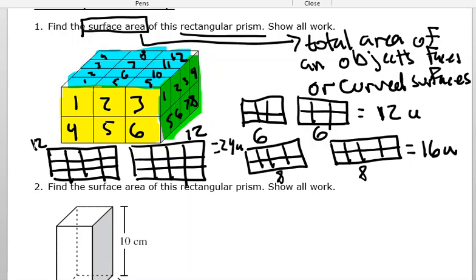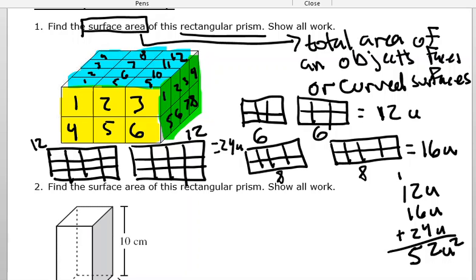Okay, so now taking all of these sides, I have my 12 units plus my 16 units plus my 24 units. All right, and I add those up. I have 52 units squared as my surface area for this rectangular prism over here.